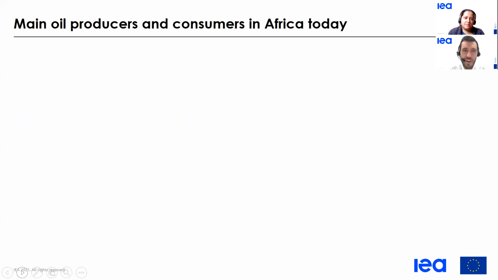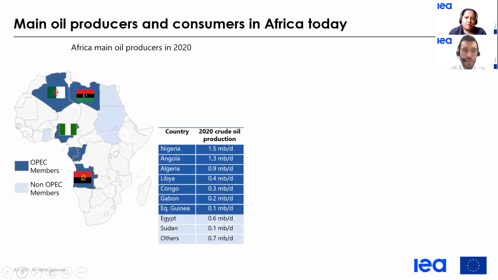Setting the scene on oil in Africa today. On this map, you can see the main oil producers in 2020, and Nigeria is ranking number 1. But as you would know, there are all the other main producers in the continent.